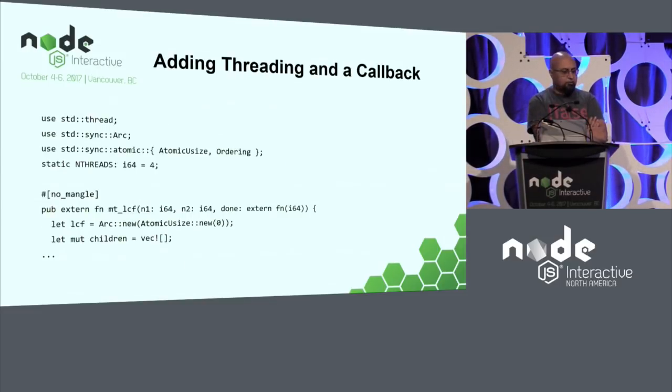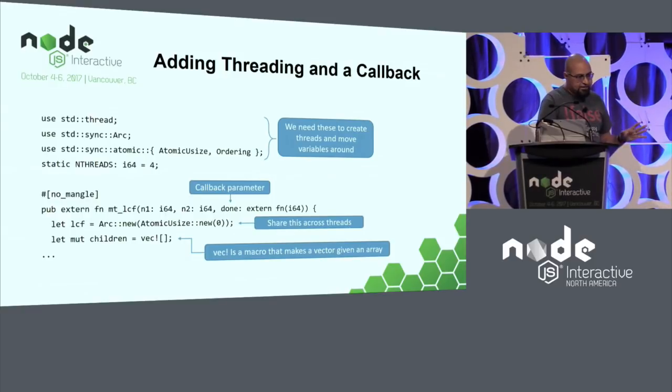So let's make this a little more complicated. Let's add some threading to it and add a callback. So this looks a lot scarier, but I promise it's not that much worse. We need to add these 3 libraries so that we can create threads and move variables around. We need a callback function, so we'll add that to our Rust code here, and this just declares that, hey, we have another C function that will take an int64 when you're done.